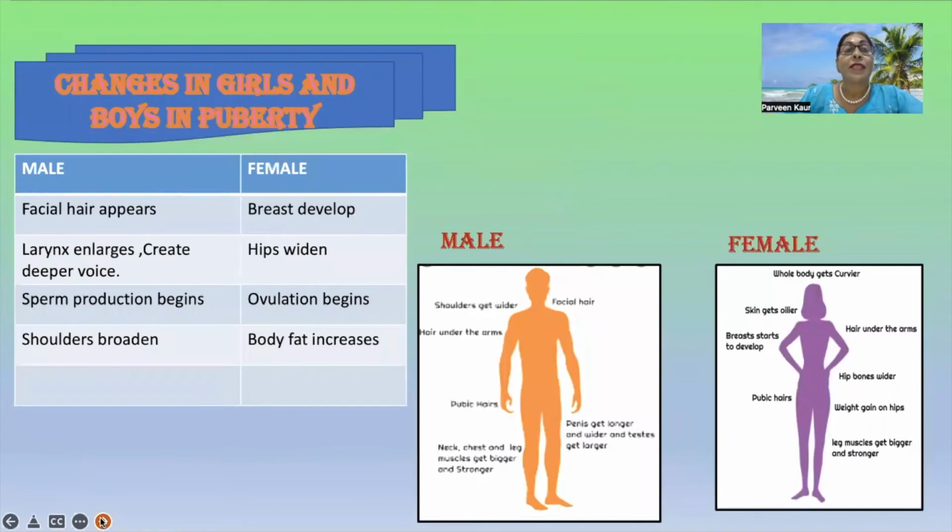Now here you can see the changes in girls and boys in puberty. They have some different changes. In males, facial hair appears, the larynx enlarges creating a deeper voice, sperm production begins, and shoulders broaden. But in females, breast development takes place, hips widen, ovulation begins, and body fat increases.